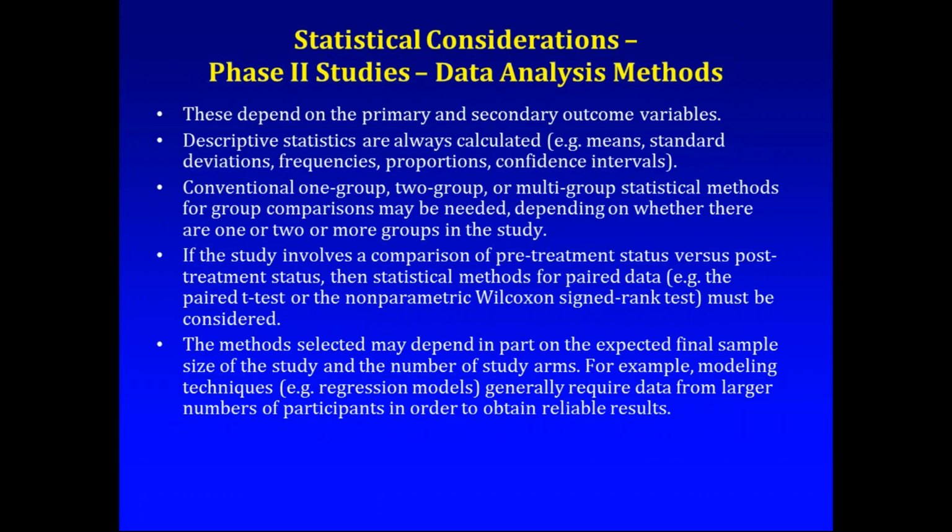Okay, now returning back to data analysis methods for phase 2 studies. Again, my third point there, that's kind of where I was going a few minutes ago, that conventional methods for group comparisons may be needed depending on how many groups we have in the study. Statistical methods for paired data may be needed if we're looking, say, at pre-treatment versus post-treatment type of data. Now, if we're not doing a pre and post study, then we don't need to consider those methods further.